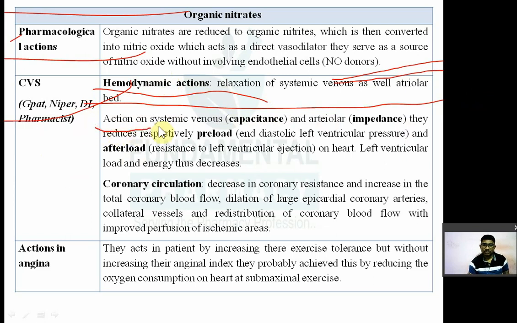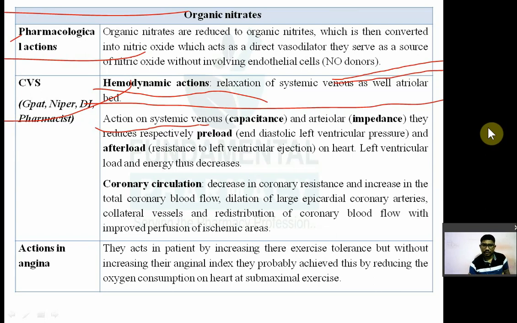Action on systemic venous: the venous blood, the return blood that comes back, is known as capacitance. And arteriolar blood is known as impedance. The venous blood is called capacitance, and the blood in the artery is called impedance. They both reduce capacitance as well as impedance. The venous return that is coming back is capacitance, and whatever blood is being pumped out through arteries by pressure is known as impedance.